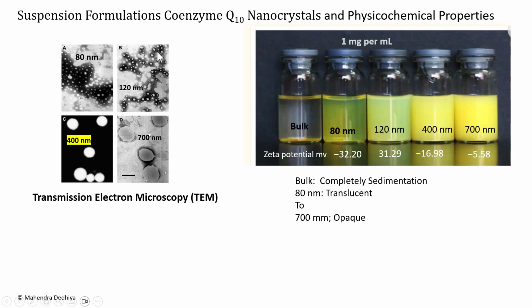We can look at the TEM of 80, 120, 400, and 700 nanometer particles, which show each of these particles are separate. We look at pictures of the bulk, and we can see the settling at the bottom. 80 nanometer is translucent, and as the particles increase, they become more and more opaque. 700 nanometer is very opaque with a zeta potential of 5 millivolts.